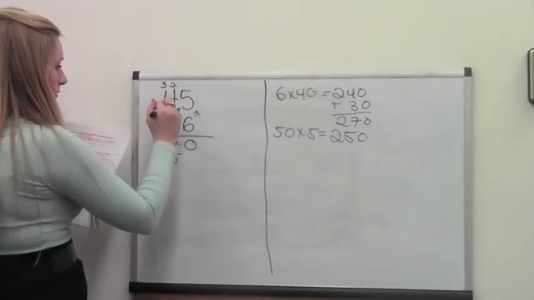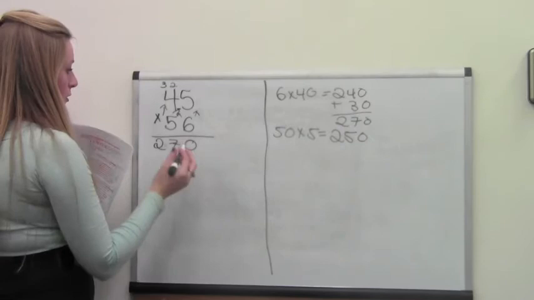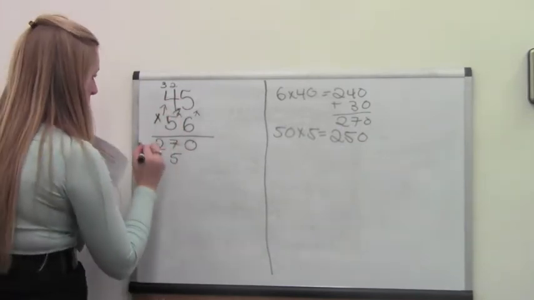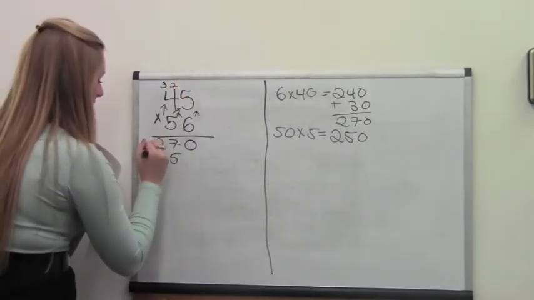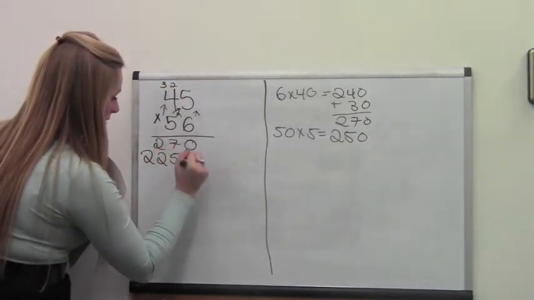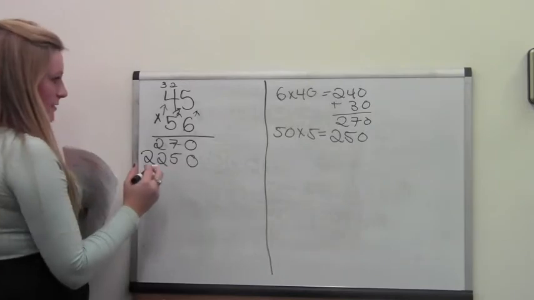Next, we'll multiply 5 times 4, whose product is 20, which we'll add here to the two carried hundreds, giving us a value of 2,250.